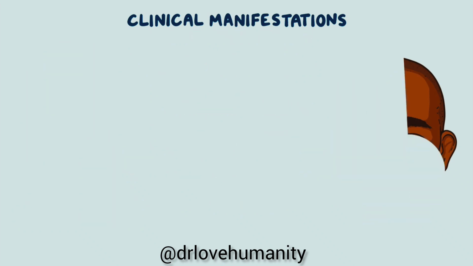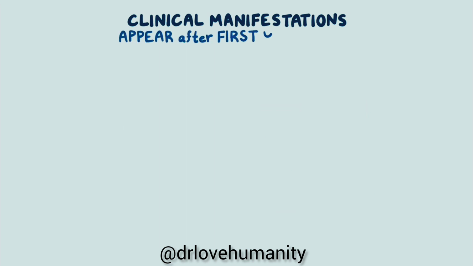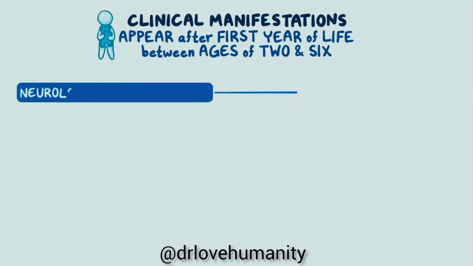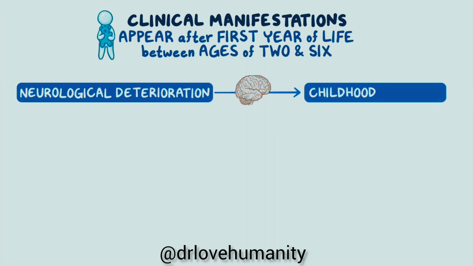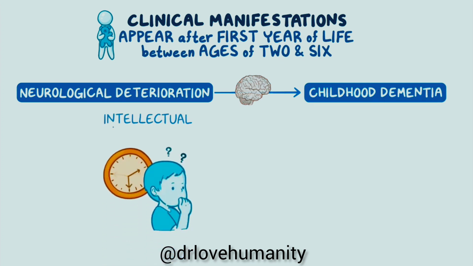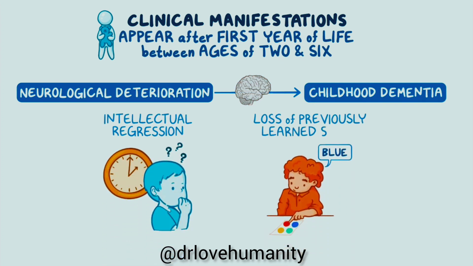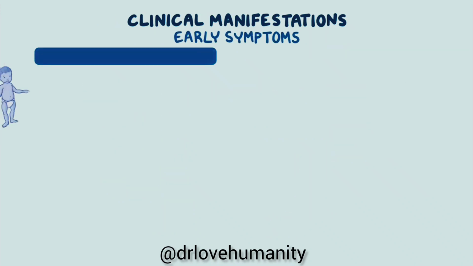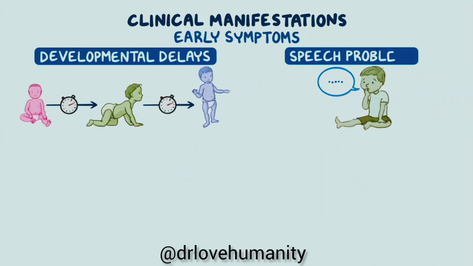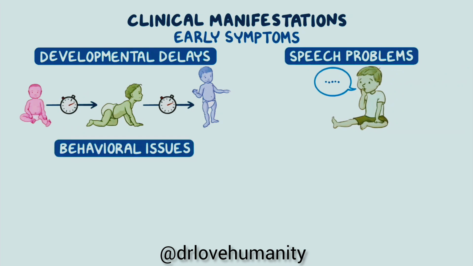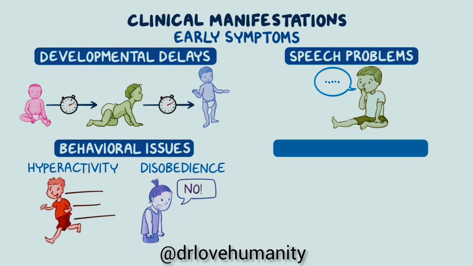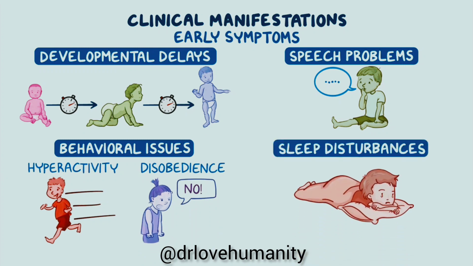Now, clinical manifestations typically appear after the first year of life, usually between the ages of 2 and 6. The main characteristic seen is progressive neurological deterioration leading to childhood dementia that presents as intellectual regression and loss of previously learned skills. Other early symptoms can include developmental delays and speech problems. Behavioral issues are also common, including hyperactivity and disobedience or defiant behavior, as well as sleep disturbances.